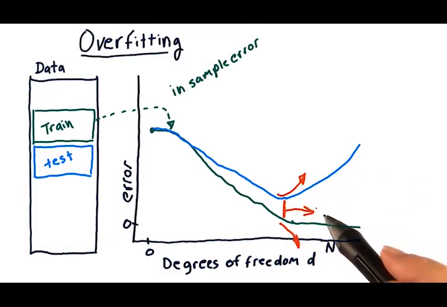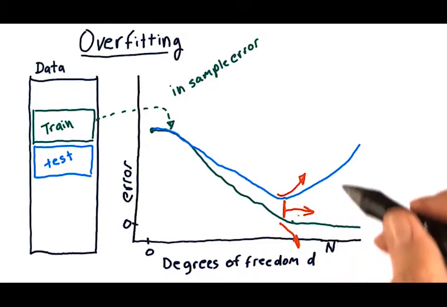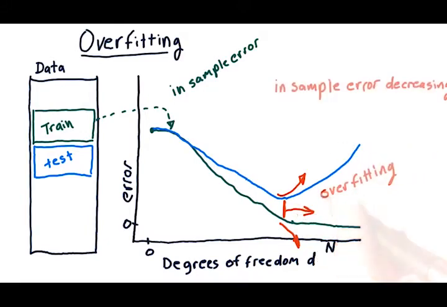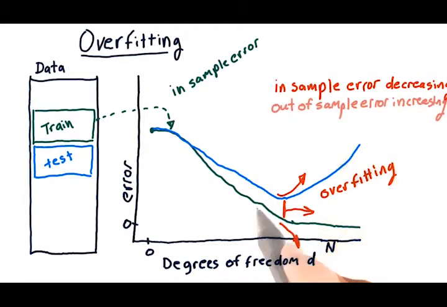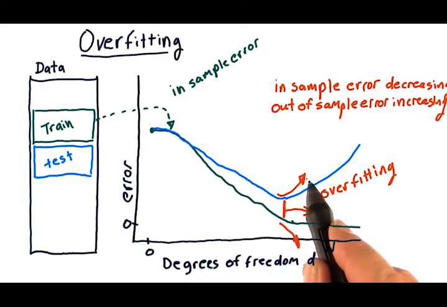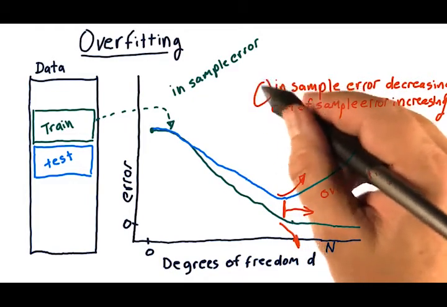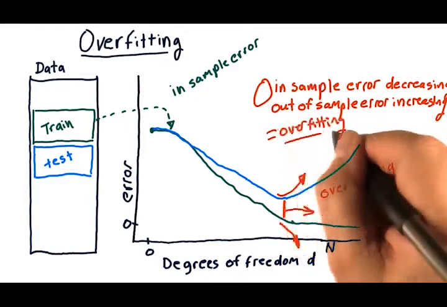And that's how we define overfitting. This is the region where overfitting is occurring. So let me state that again. In-sample error is decreasing, out-of-sample error is increasing. When we have those two together, it's overfitting.